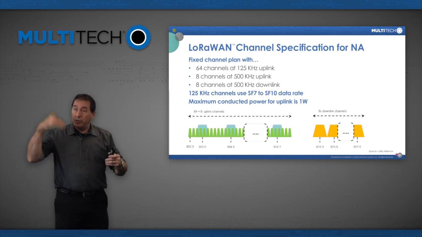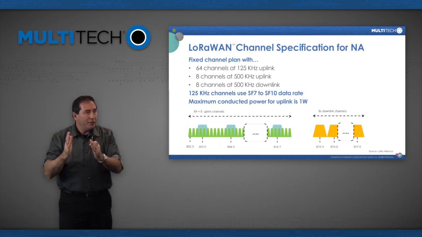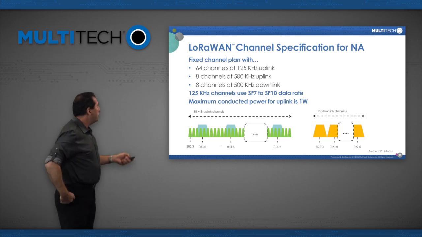But then your network needs to answer, right? So how do you answer that many? So you use a higher data rate so you can get them done real quick. That's why we do that. So this is the US channel plan.